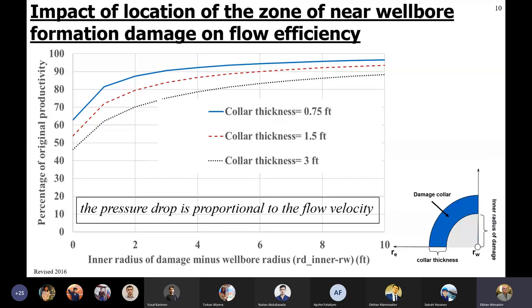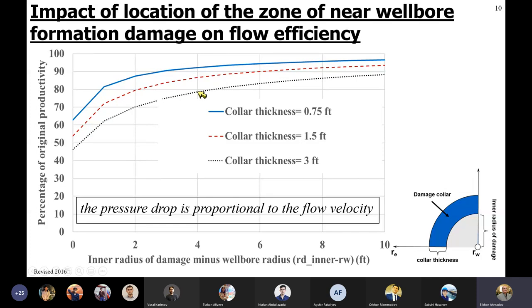So you can see the more the thickness, the more the effect. And it depends on the distance from the wellbore. So the closer this collar, the higher the effect. And after some distance, this effect is leveling down and changes very minimally. And again, the very near wellbore zone is very important. So if, for example, we don't move this collar, then it is almost 45% only of the original productivity. If we move it to 4 feet, like a meter away from the wellbore, so we have a damaged zone here and a relatively clean zone here, then the damage might be 20%.